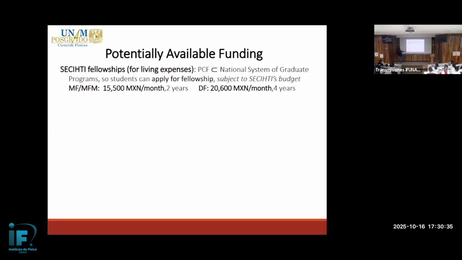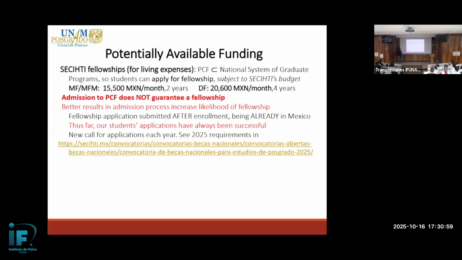The fellowships themselves are actually quite reasonable in terms of what they cover as far as your living expenses. So at the master's level, it's this amount in Mexican pesos per month throughout the full 2 years of the master's, and at the doctoral level, it's this amount per month during the 4 years. If you don't know how to translate Mexican pesos to your currency, just know that this is a very reasonable amount. Now, importantly, the admission to our graduate program by itself does not guarantee a fellowship. That's important for you to know.